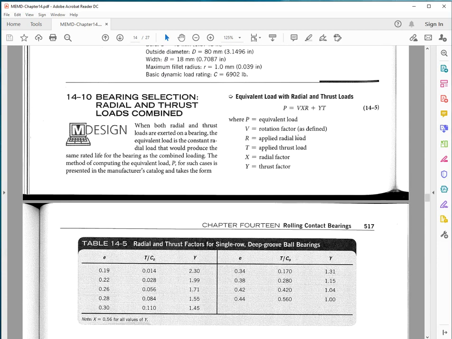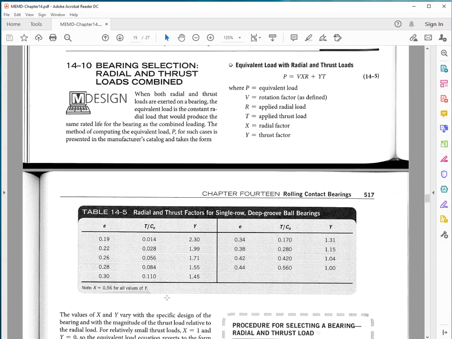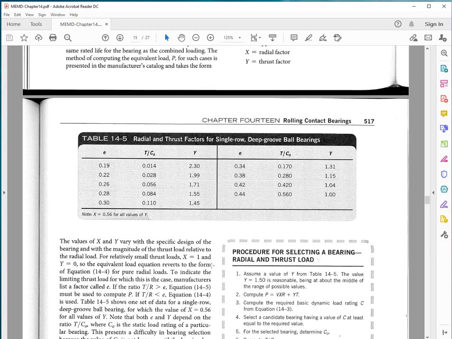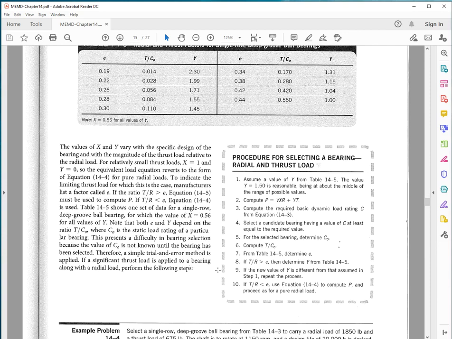Otherwise, we do combine them. And then the corresponding radial factor is going to be the same, 0.56, and it's only the thrust factor that changes.